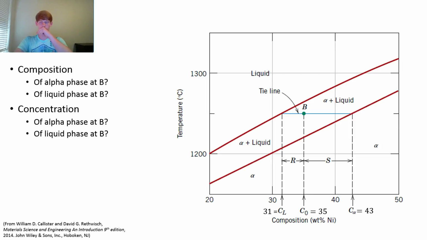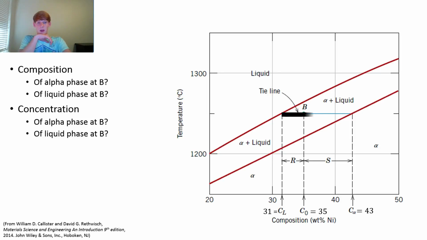So, let's say we want to find out the composition of the alpha phase or the liquid phase at a point in this graph. At a given weight percent nickel of 35% and a temperature of 1250 degrees Celsius, or at point B, what is the composition and the concentration of each respective phase at that point?